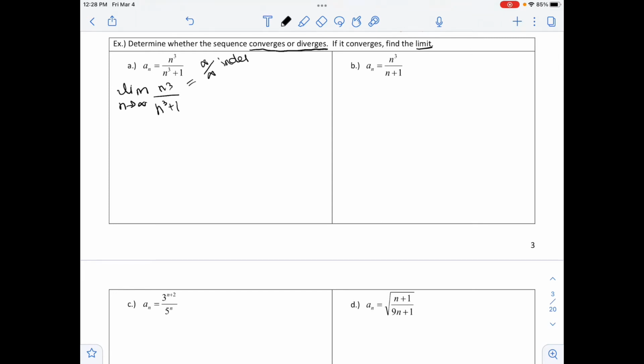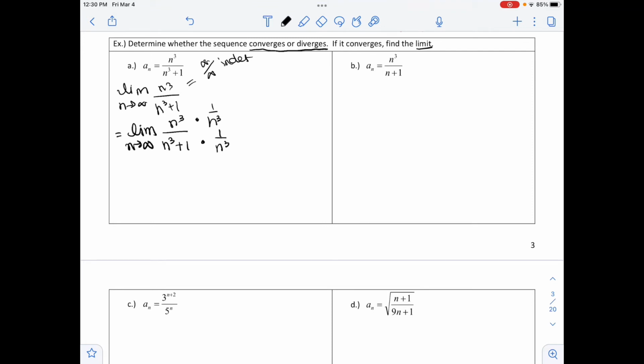Back in Calculus 1, we learned that there were a few different ways to deal with this. One was one of the methods that we discussed back in pre-calculus. Another one was to multiply all the terms by 1 over the degree in the denominator. The largest exponent that we have is to the third, so I'm going to rewrite the limit as n approaches infinity of n to the third over n to the third plus 1, and multiply both the top and the bottom by 1 over n to the third.